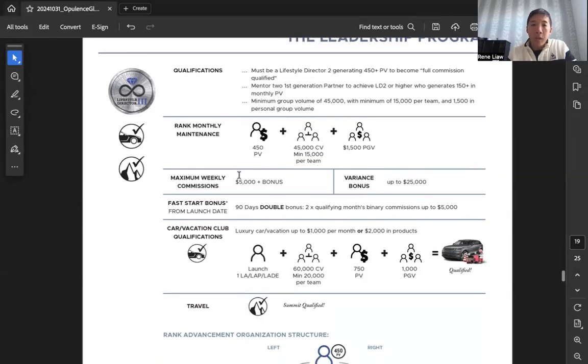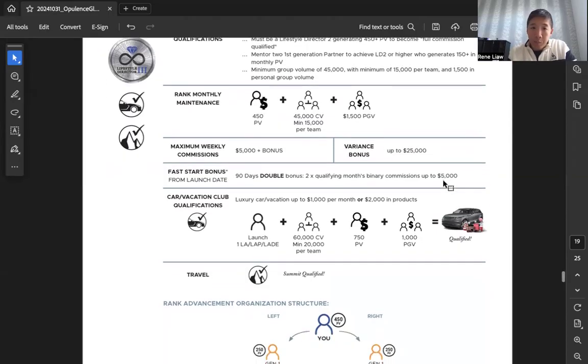Now your weekly commissions go up to $5,000 per week or $20,000 per month on average. Your variance bonus goes up to $25,000 per month. Again, you can get the fast start bonus. Same thing for the car program. You launch a new LA or higher, a bit more group volume, a bit more PV, a bit more PGV, and now you can get $1,000 of course towards your car or $2,000 in products.